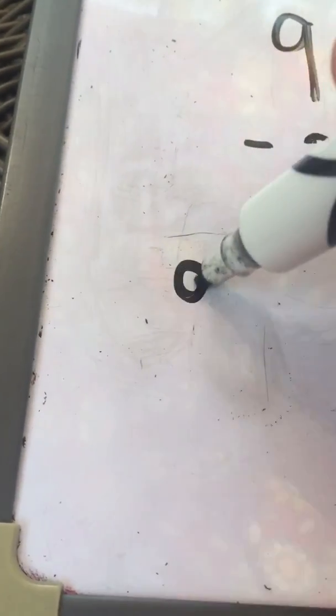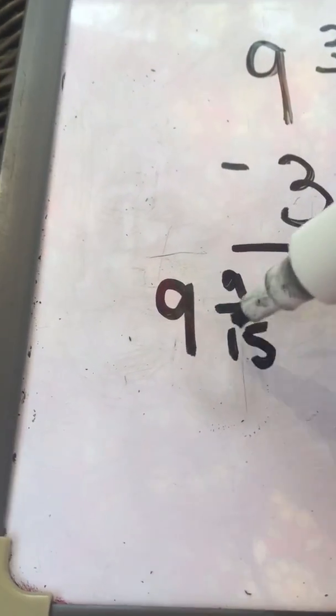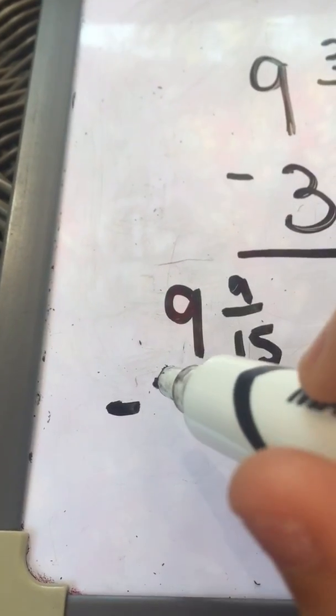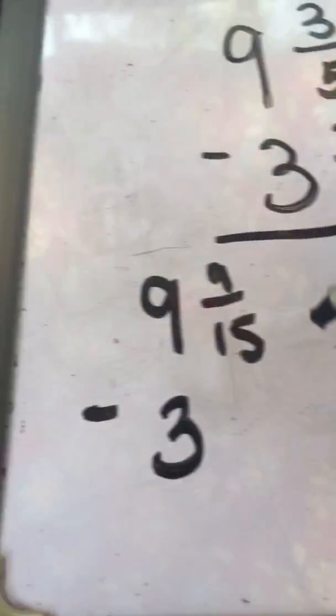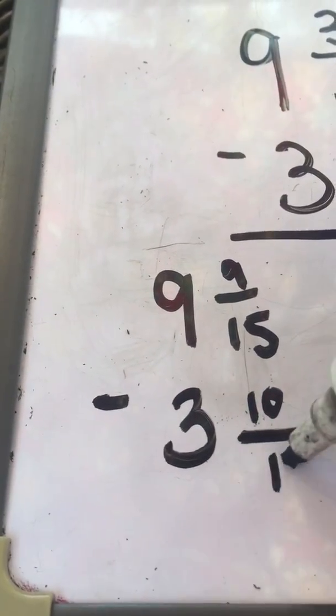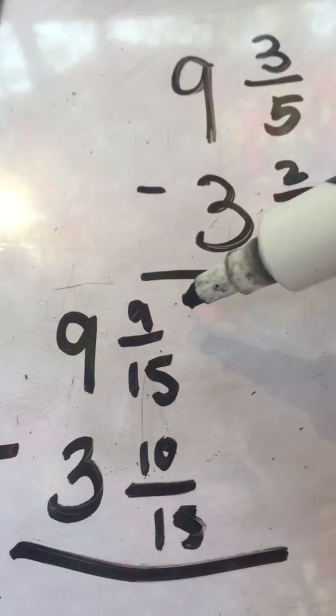So I'm going to rewrite my problem, let's make a little bit more space over here. 9 9/15 subtracted by 3 10/15. So 10 is a bigger number than 9, which means we can't subtract this problem.